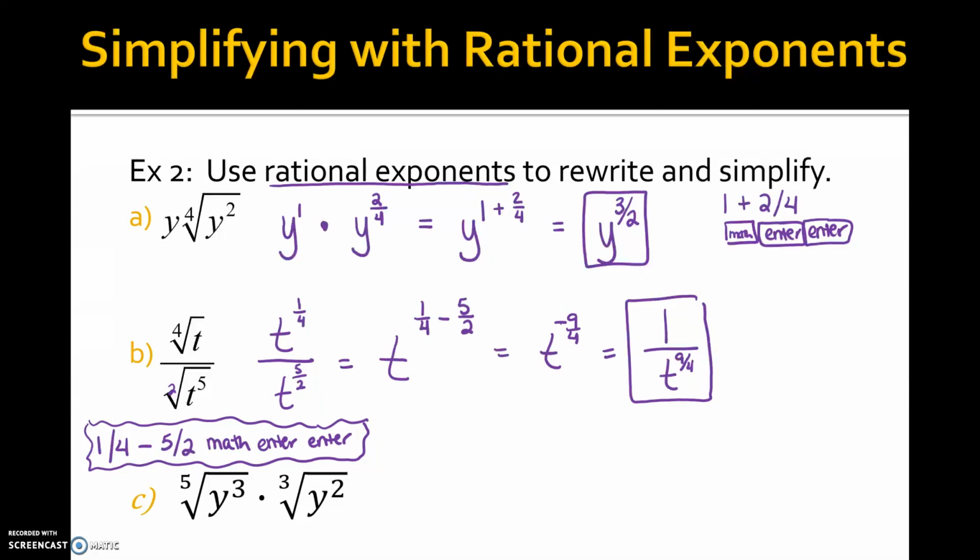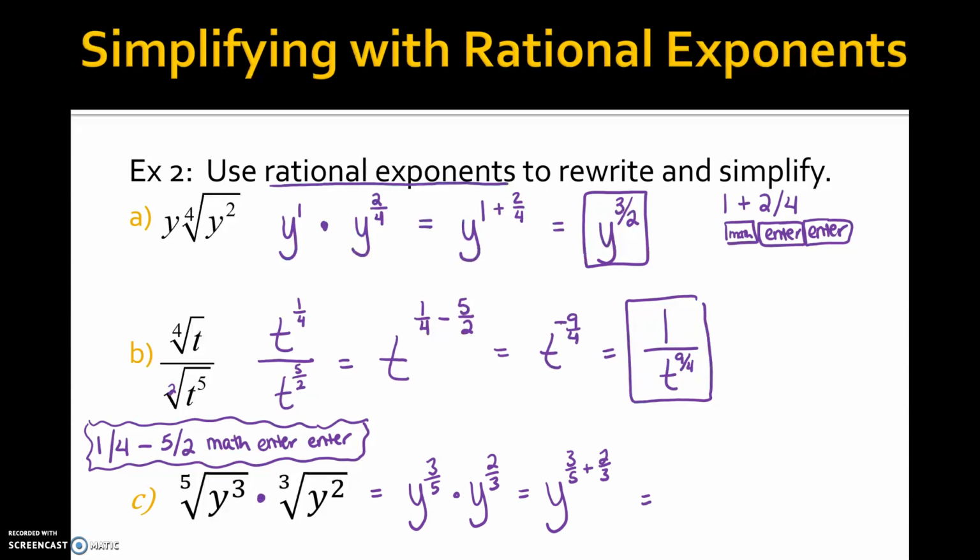Do you want to try C on your own? I think you can. Pause the video. Start by rewriting each of these terms, and then multiplication means that you would add the exponents. So rewrite them, add your exponents, see what you get.